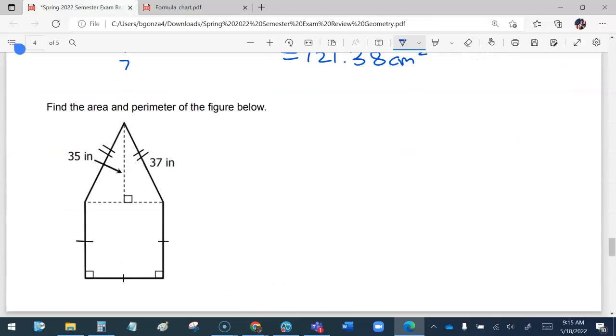Couple parts left. Find the area and perimeter of the figure below. Now you can find the area of this. This triangle, if we do a, b, and c, Pythagorean Theorem, a squared plus b squared equals c squared. I want to find a because I need it to find the area. So we'll call this x. So x squared plus 35 squared equals 37 squared.